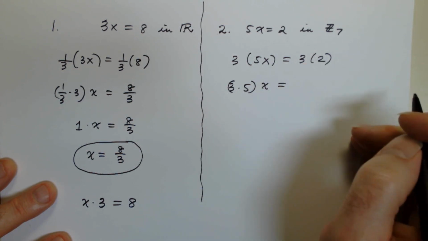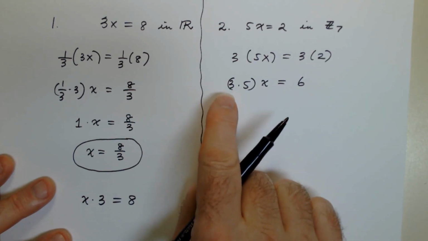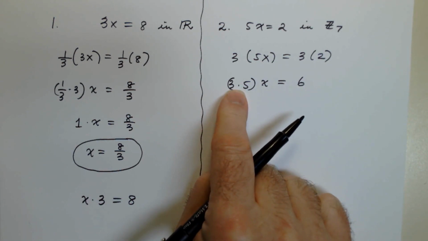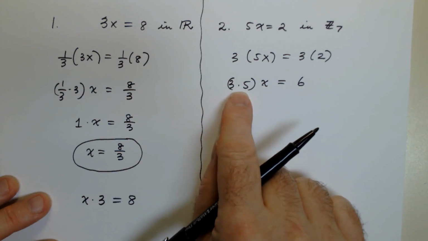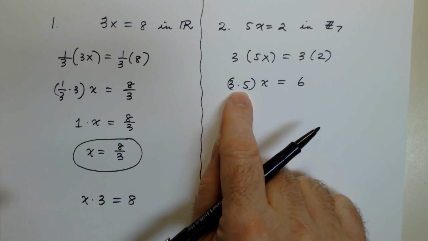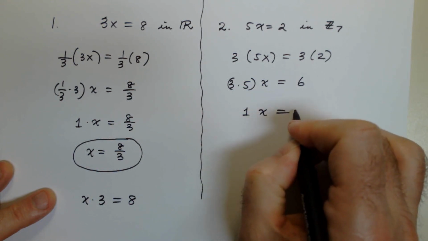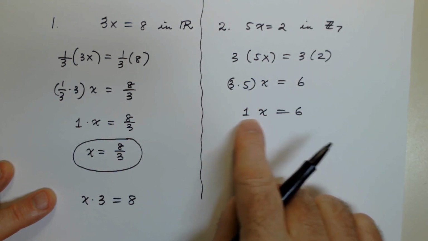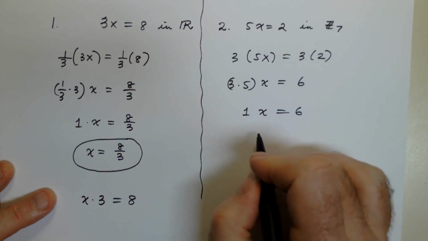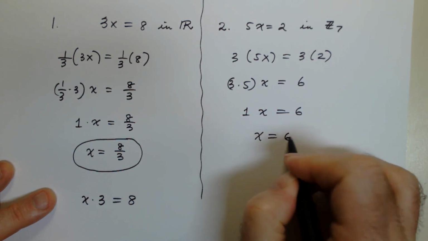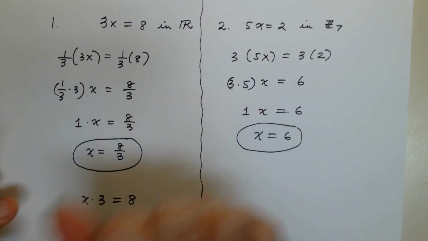And 3 times 2 is 6, and that's true even in Z7, so I can just write that as 6. And now 3 times 5, in conventional arithmetic, that would be 15, but in Z7, we would look at that remainder, and that's 1 more than 14, so this is just 1 in Z7. And 1 in Z7 has the property that it multiplies by anything and gives us that thing itself. So this is just x equals 6. And so there's how we would approach solving this equation in the Z7 sense.